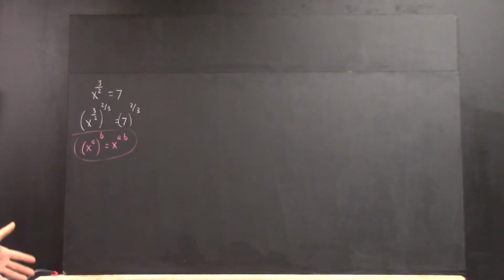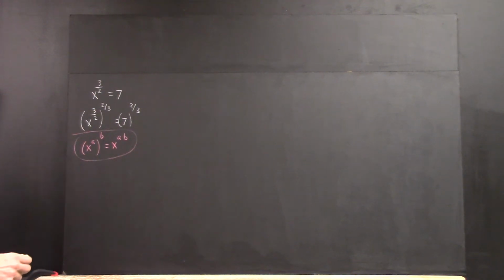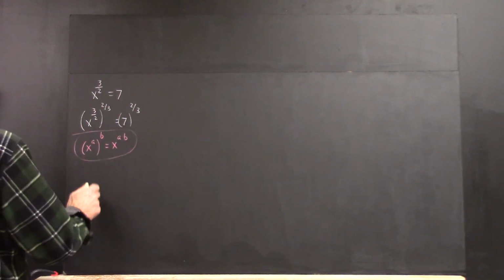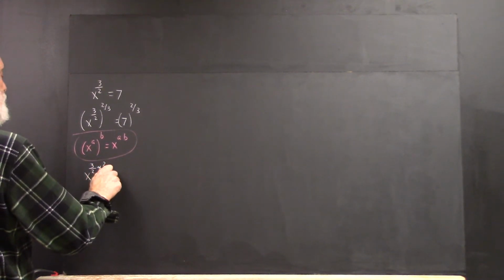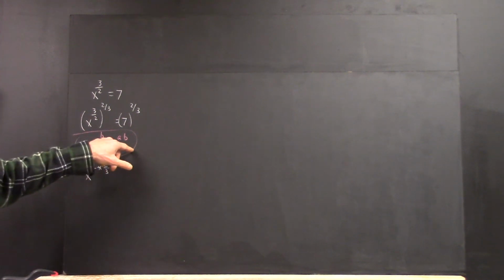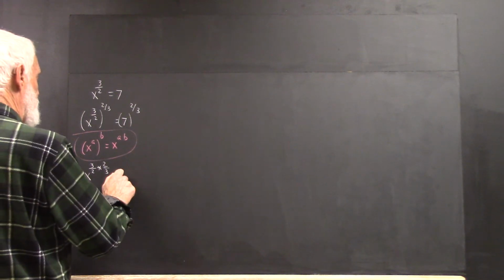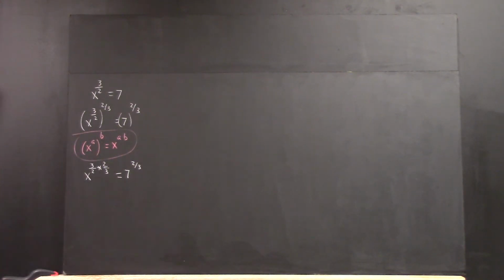Best, of course, is you do a bunch of problems where you use the rules and get used to them. So how does that apply here? Well, what is x to the 3/2 to the 2/3? What does this rule say? Well, what's a and what's b? 3/2, 2/3. So x to the 3/2 to the 2/3 is x to the 3/2 times 2/3, x to the ab, x to the a times b, right? That equals 7 to the 2/3.